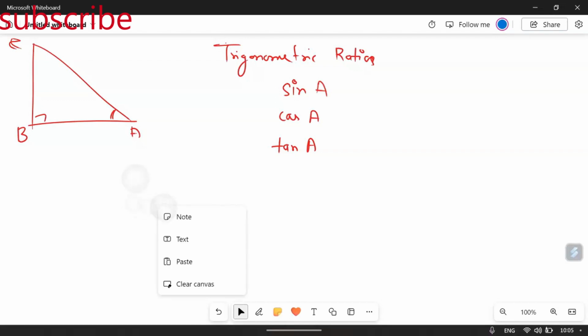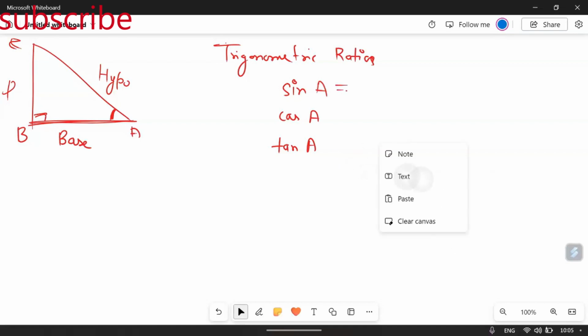You already understand the angle is formed at AB, so this AB is called the base. The angle जहाँ form होता है, जिस base पर form होता है, that is the base, and the opposite to the 90 degree angle is your hypotenuse, and the opposite to the angle is this perpendicular. So sine A is the ratio of the sides perpendicular upon hypotenuse. If I am talking about this triangle, the perpendicular is your BC and the hypotenuse is your AC. So it is the ratio of perpendicular upon hypotenuse.